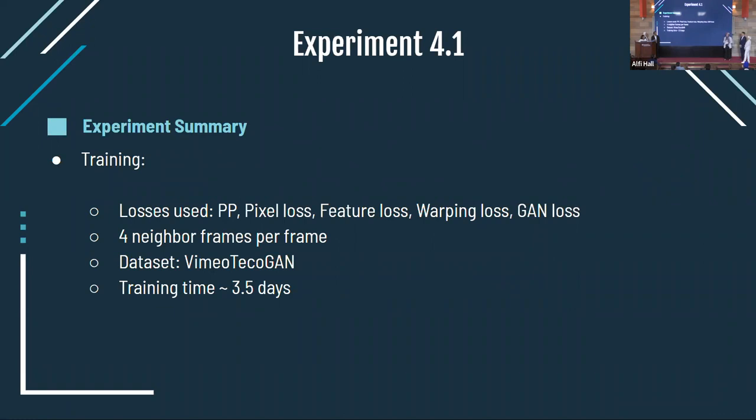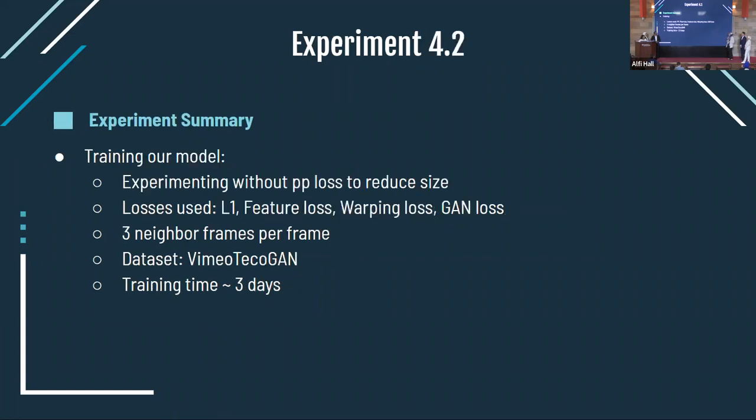Also, I want to mention that the number of neighbors affects the size of the model, because as we mentioned in RBPN, each neighbor is fed into a block of the network. So increasing the number of neighbors actually increases the size of the model. So we tried as much as we can to minimize the number of neighbors while maintaining good accuracy. We also used the Vimeo TecoGAN dataset, and the training time for this experiment took around 3.5 days.